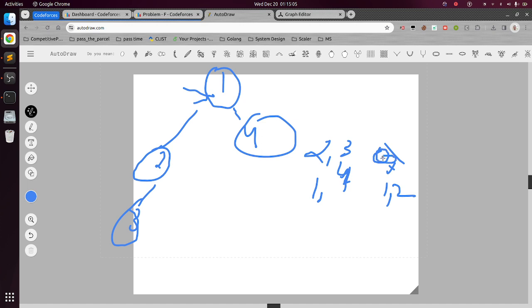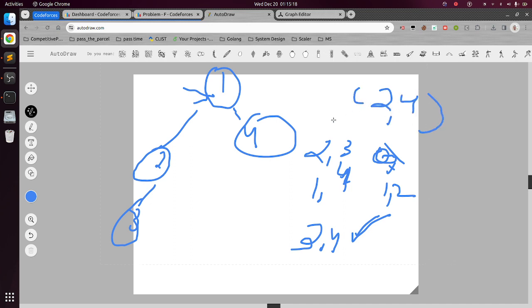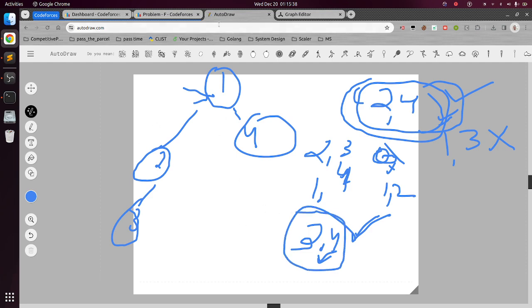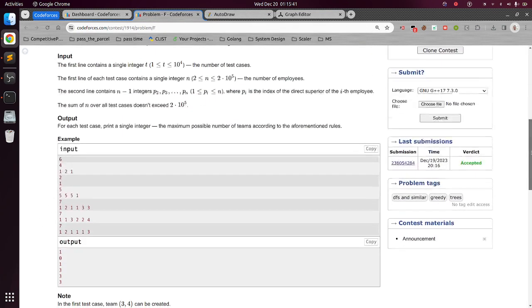I am checking all the pairs right now for you. 3 and 4, yes, they can create a team. There were 6 pairs, and we have already encountered 4 pairs. The rest is 2 and 4, 1 pair. This can also be a team, but exactly you can be part of only one team. So either this team will form or this other team will form. 3 and 4 can form a team, and 2 and 4 is another option, but you can create only this team or that team. So the answer for this test case is 1. You can create a maximum of 1 team only.